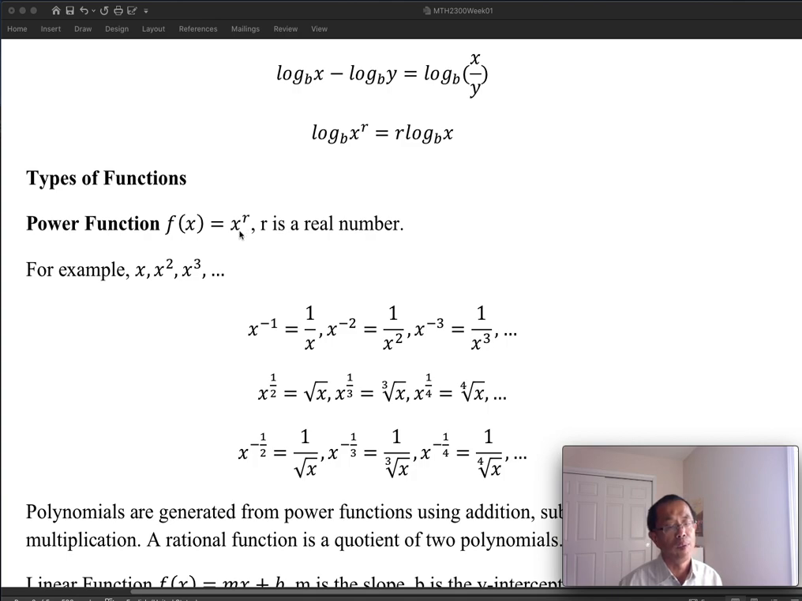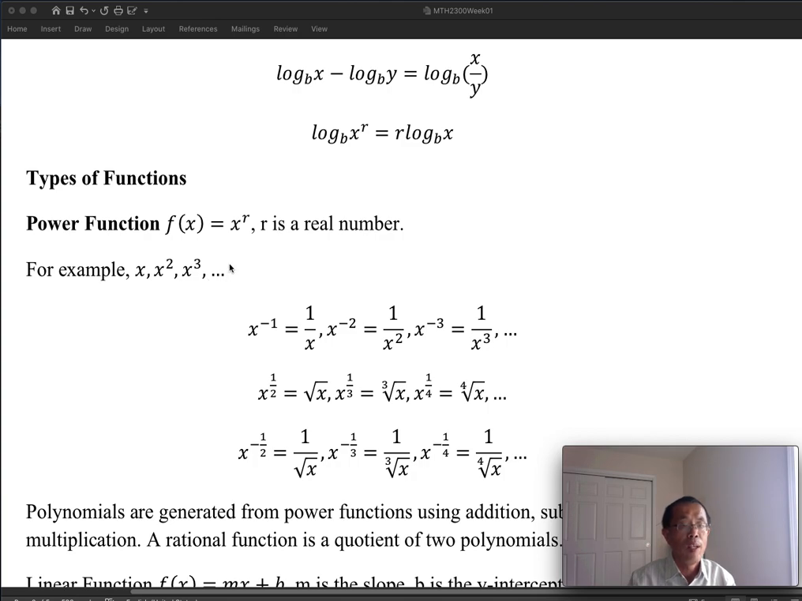x to the power of r. This is an exponential term. x is the base, r is the power. x is the base, and it is a variable, which means it could be any number. And r is a constant, specifically a real number. In calculus, mostly we just use real numbers. So r could be 1, r could be 2. For example, x squared, x cubed, those are power functions.